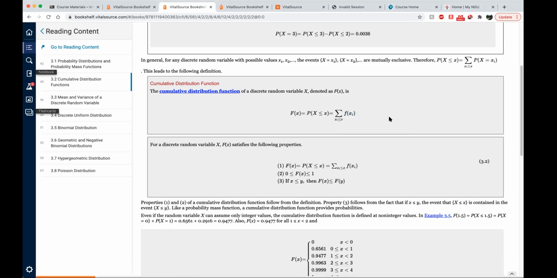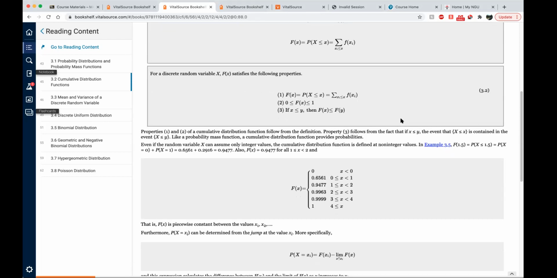In general, for any discrete random variable with values x1 through xn, maybe there are an infinite number of values, but all the events X equals x1, X equals x2 are mutually exclusive. Now let's look at the properties of the CDF. For a discrete random variable X, the CDF satisfies the following properties. We haven't seen this one in the definition, so we'll see that.